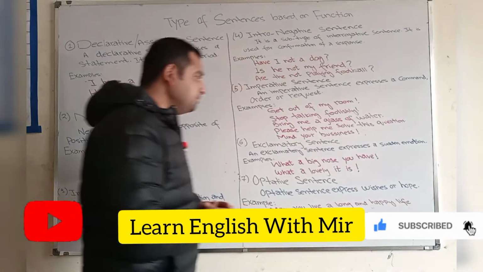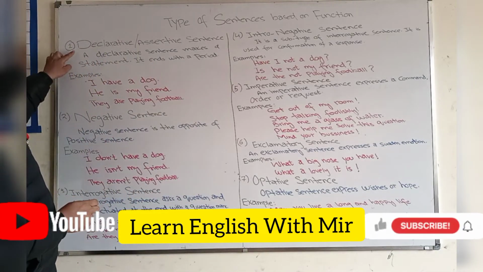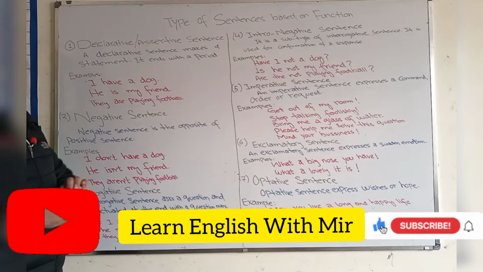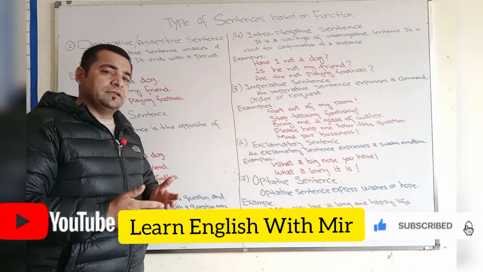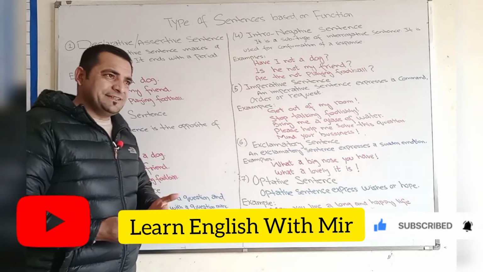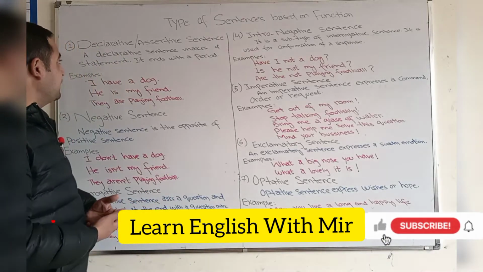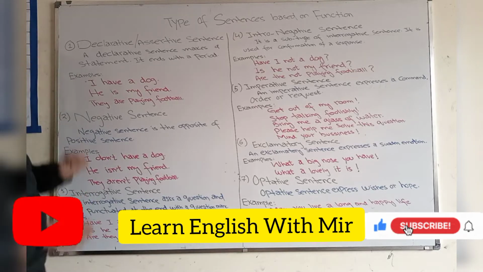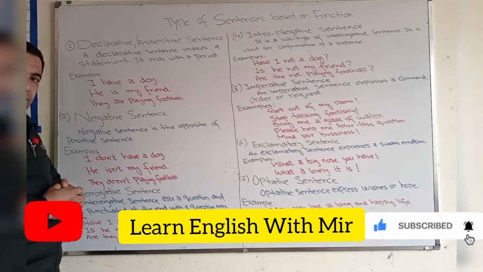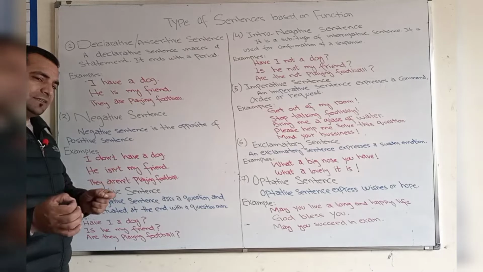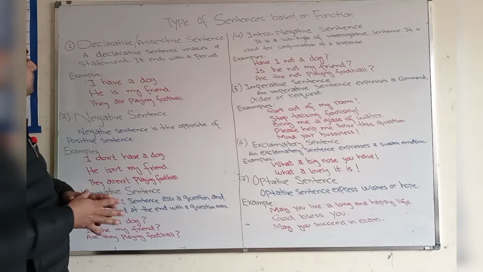So let's start. The first type of sentence we're going to start with is the declarative or assertive sentence. As the title suggests, what is a declaration? When you say something, when you make a statement, you declare it, right? You are saying something. So let's look at the brief definition of a declarative sentence. A declarative sentence makes a statement. What does a declarative or assertive sentence make? It makes a statement. It means that you are simply saying something.